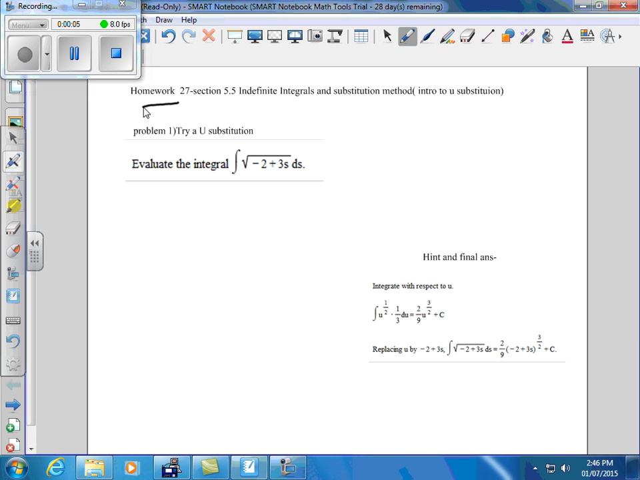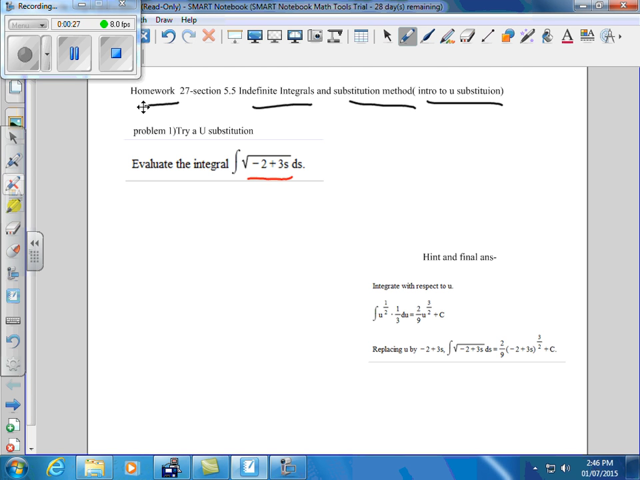Homework 27. Indefinite integrals and substitution method. This will be our intro to the U substitution. So we are putting lots of tools in our toolkit. Up until this point, we know the integral of x to the n is x to the n plus 1 over n plus 1. So let's add to our plethora of tools that we will have to integrate various functions.